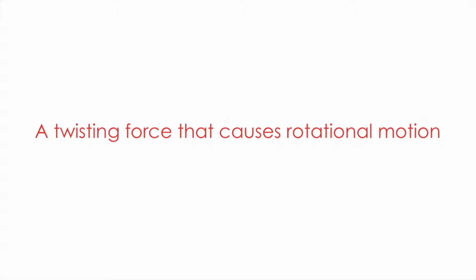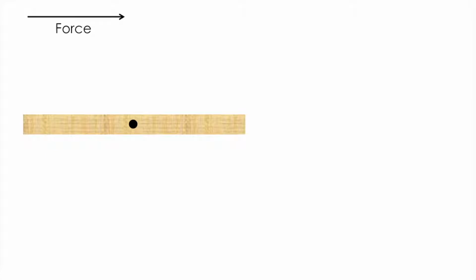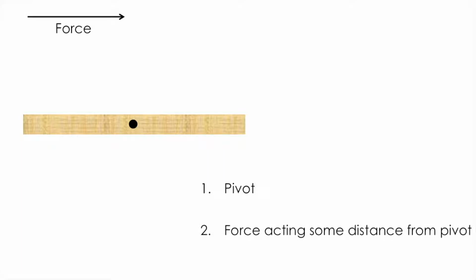So in order to understand torque, let us first understand how a rotation is caused. So let's say here's a plank. To cause rotation, we must have a point that is fixed, a point that will serve as the axis. So this point is called the pivot. And then we must have a force that causes the plank to rotate. So in order to cause rotation, we will require a pivot and then a force that is acting some distance away from the pivot.